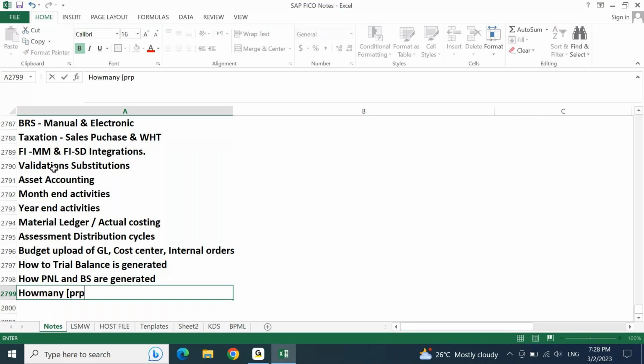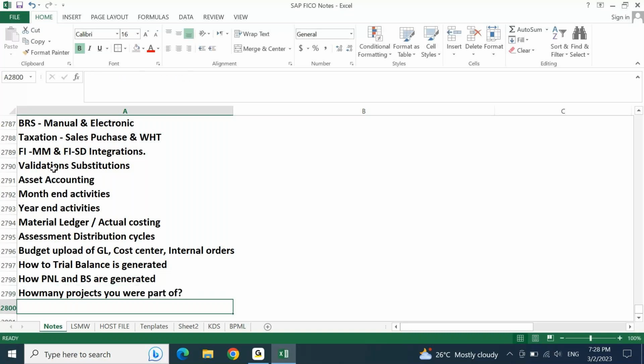How many projects you were part of, because we are going into the market as an experienced candidate. Experience means you must have worked on projects. How many projects you worked on? What kind of projects are they? What was your role in each project? If you talk about implementation project, what you were doing in the implementation project? At what level you were involved in the project? At what stage or at what phase?